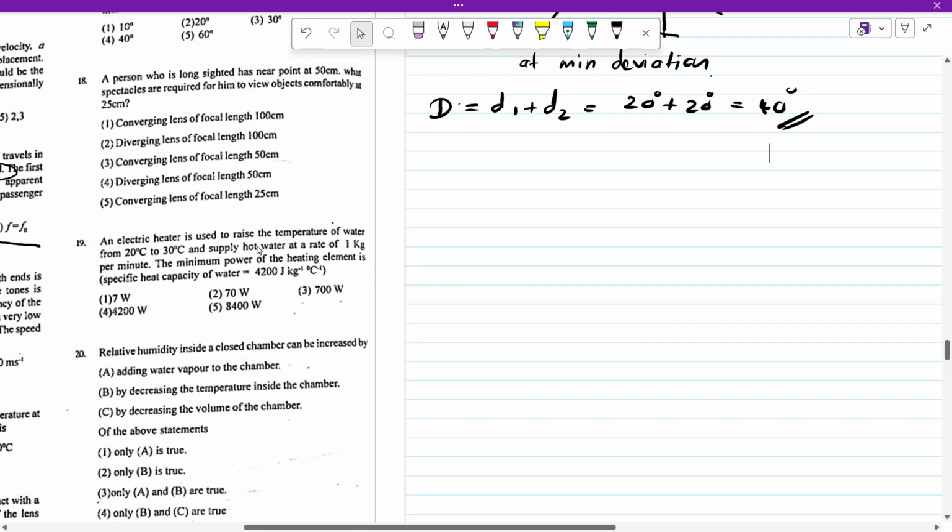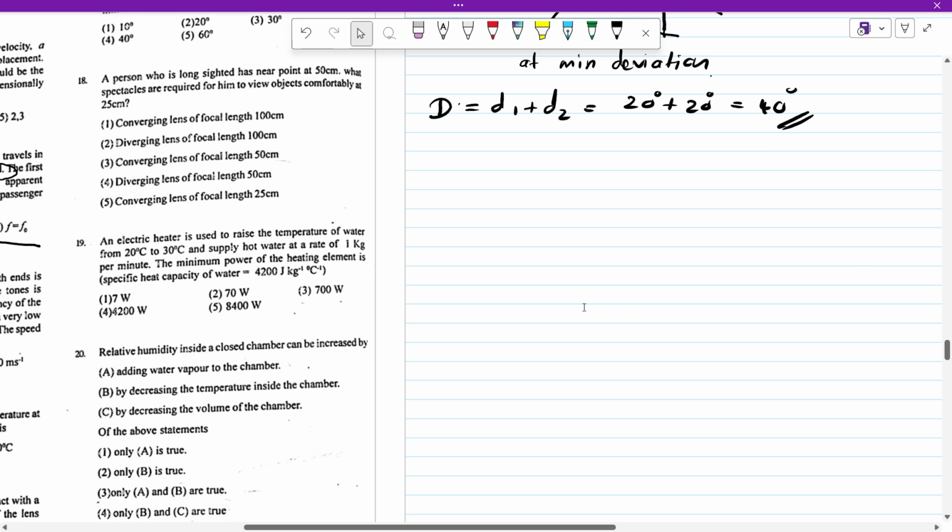Question number 18. A long-sighted person has a near point at 50 centimeters. What spectacles are required for him to view objects comfortably at 25 centimeters? At 25 centimeters, in the sense that's the normal distance of distinct vision.